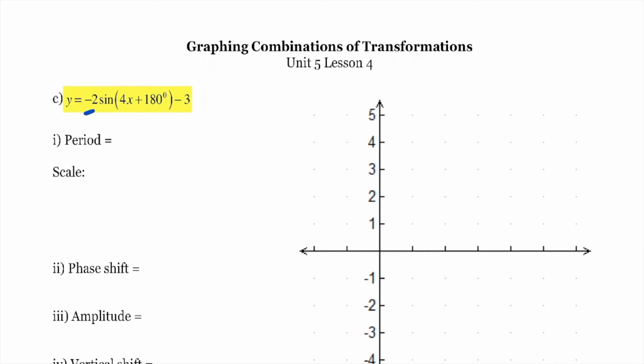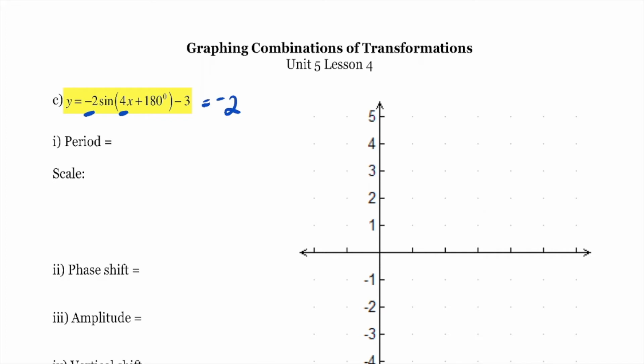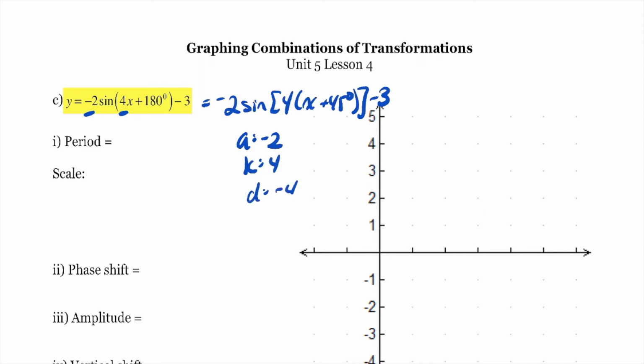Again, I need to factor out my k value, so it's going to be negative 2 sine 4x plus, 180 divided by 4. Well, 180 divided by 2 is 90, divided by 2 is 45, so this one is plus 45, minus 3. So my a value here is minus 2, k is 4. My d value in this case is minus 45 degrees. Again, the easy way to remember that is what makes that 0. And then my c value is minus 3.